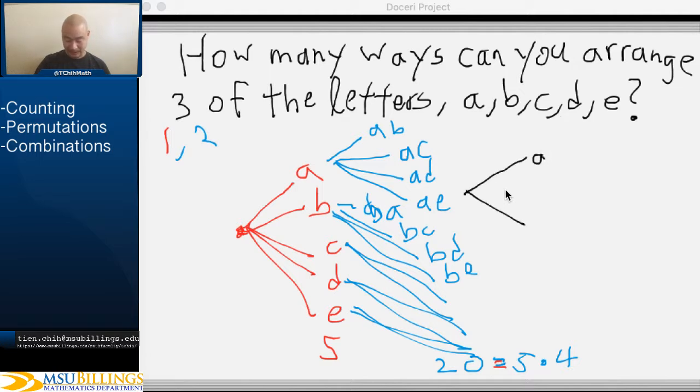Well, there's AEB, AEC, and AED, right? That's it. And we could see how we get those 3 choices. We say, all right, we've already used an A, we've already used an E. So the choices left are B, C, and D. There's 3 of them, right? And so we have 3 choices for this AE. And we would have 3 choices for every single one of these.